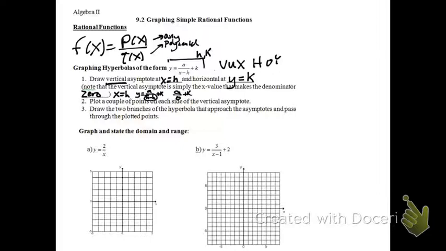Step 2, we're going to plot a couple of points on each side of the vertical asymptote. And we're going to have two separate branches. This type of graph is called a hyperbola. Actually, everything in this section is called a hyperbola. This is when we have two branches. They're going to look like two parabolas put together, and I think that's why they use that prefix hyper, to mean many. So it's like many parabolas put together. The two branches of the hyperbola are going to approach the asymptotes and pass through our plotted points. Let's take a look at a couple of examples together.